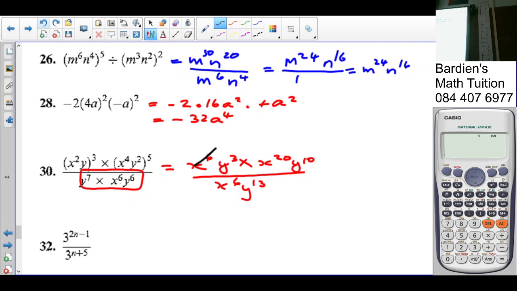x to the 6 cancels x to the 6, not so? y cubed times y^10 is going to give you y^13, which is also cancelling that. So what are we left with? x^20 over, which is x^20. Remember, it's in the denominator, so it's on top. Any confusion there?